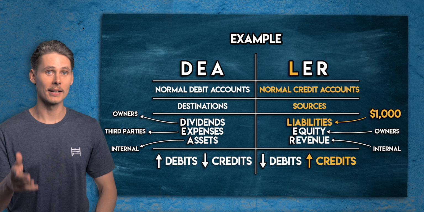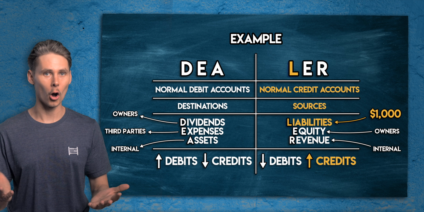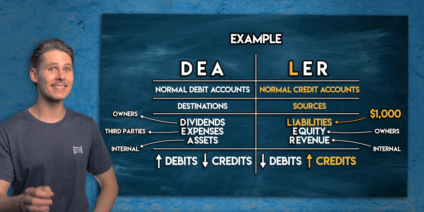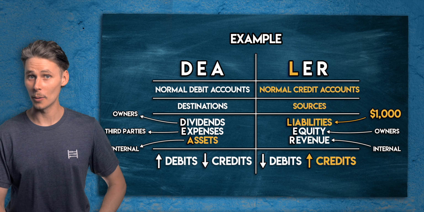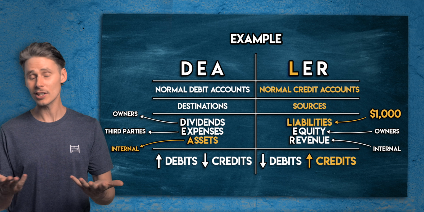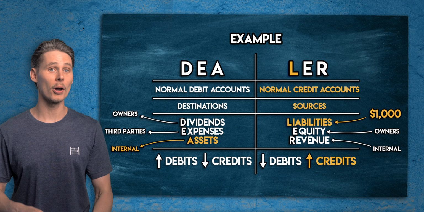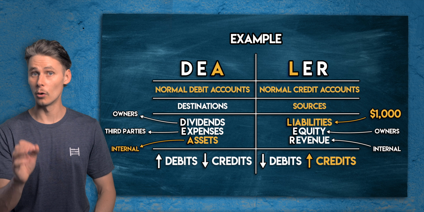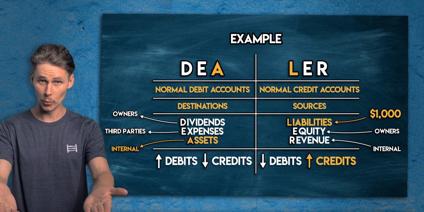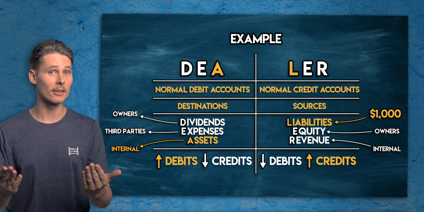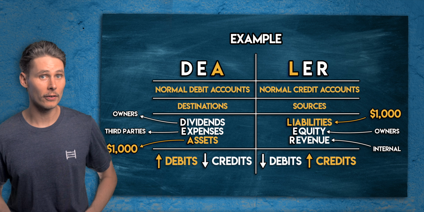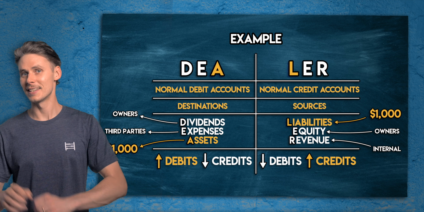In double entry accounting, every entry must have an opposite corresponding entry in a different account. In this case, the business's assets have to go up too. This is because the funds are being held internally as cash, which is an asset. Assets are represented by the A in dealer, so they're normal debit accounts and represent a destination the funds can flow to. We increase assets by debiting them by $1,000. As you can see, we've got a flow of economic benefit from a source to a destination.